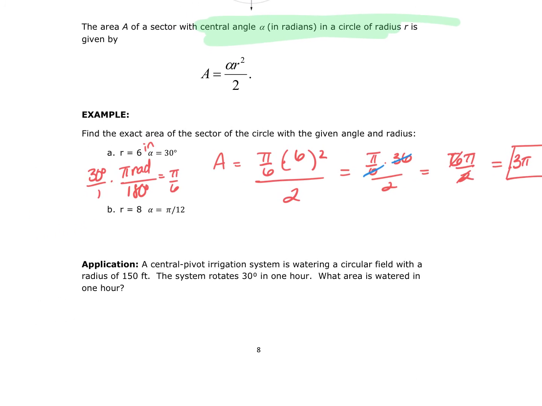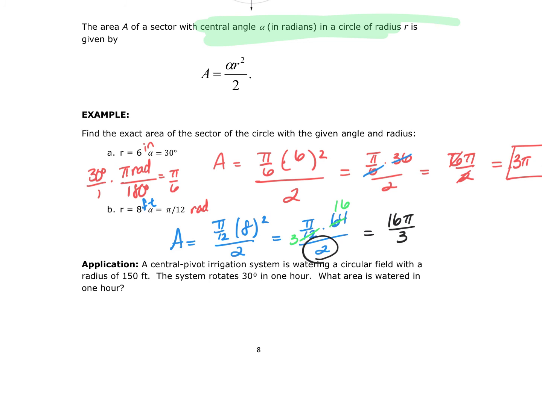Now, if we take a look at B, it is already in radians. So for B, my area is pi over 12 multiplied by 8 squared divided by 2. Let's make this feet, so it's 8 feet. So I'm going to have pi over 12 multiplied by 64 divided by 2. So 4 will go in here 3 times. 4 will go in here 16 times. So I end up with 16 pi divided by 3.